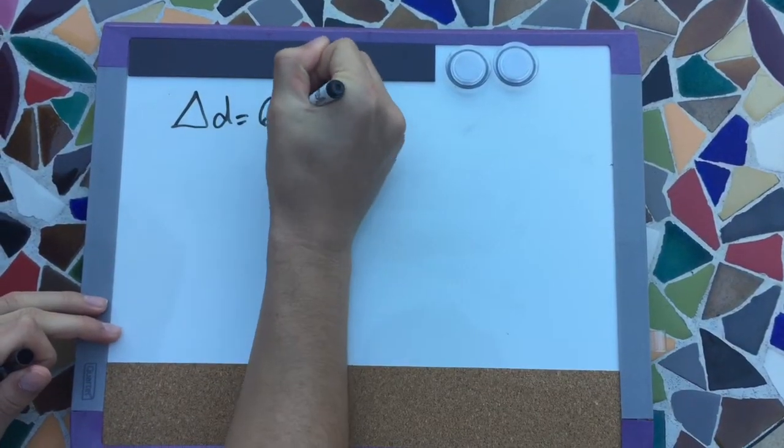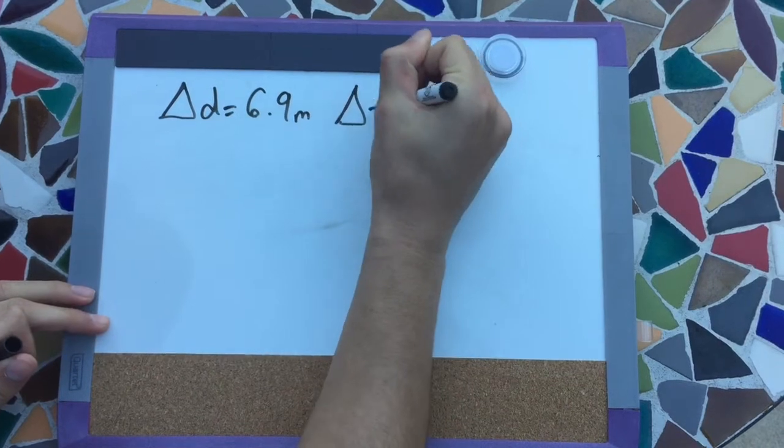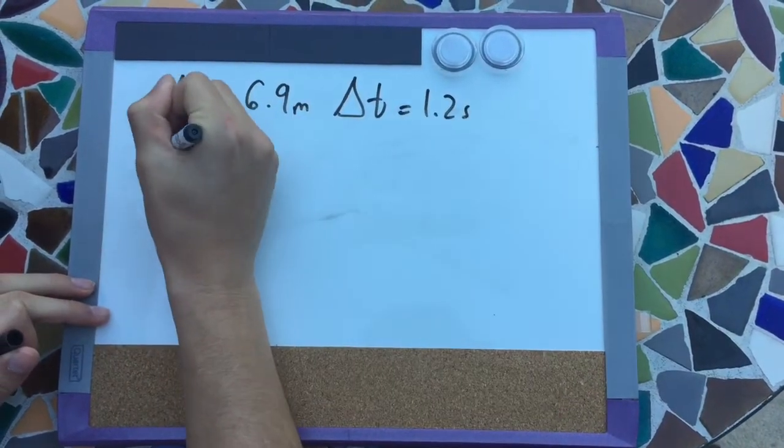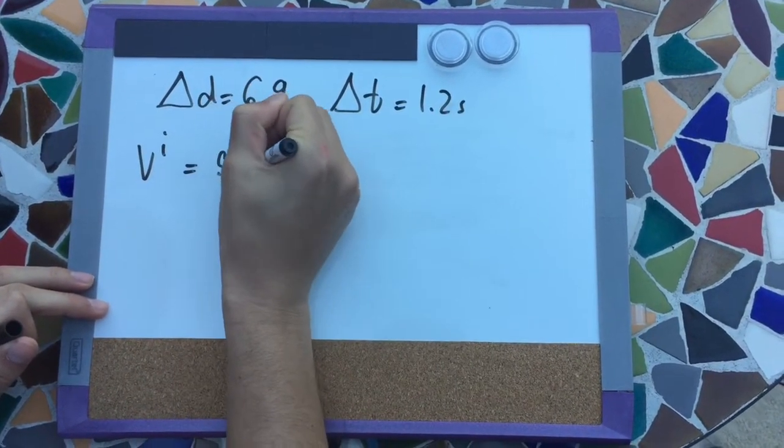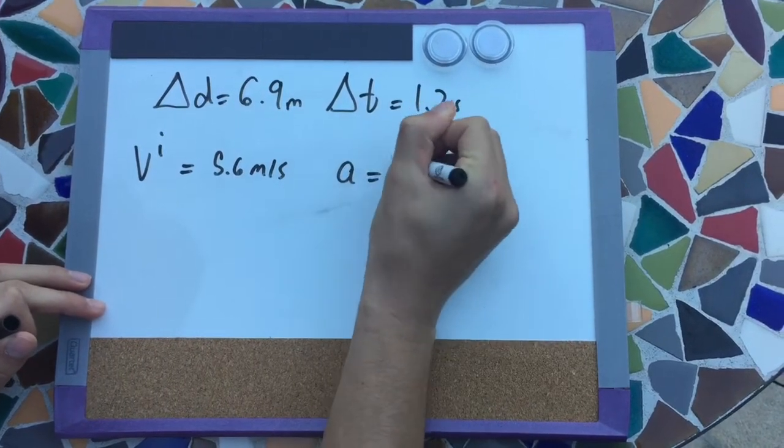From our scenario, we were able to identify three variables: the initial velocity, change in time, and the displacement. By using these values, we can identify the acceleration by using one of the Big Five equations.